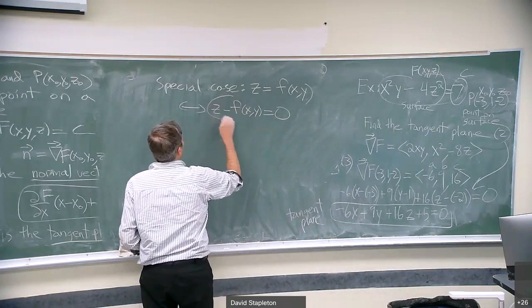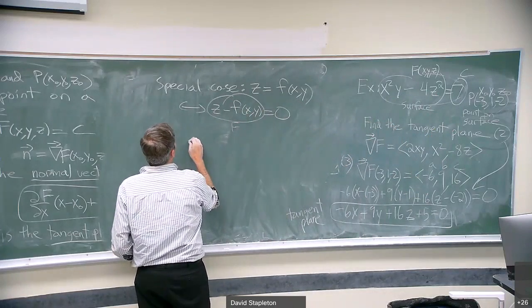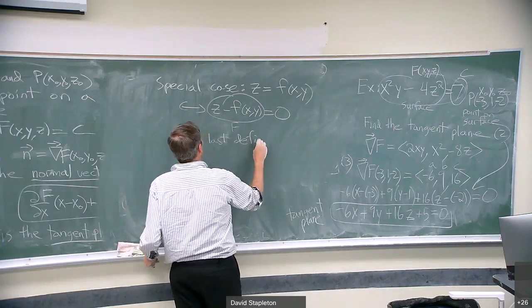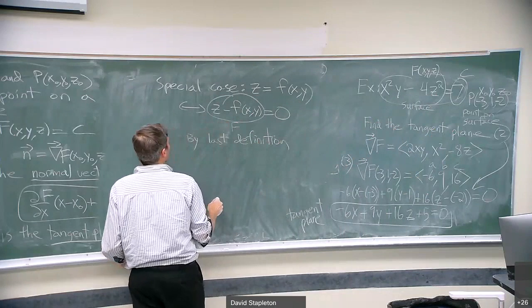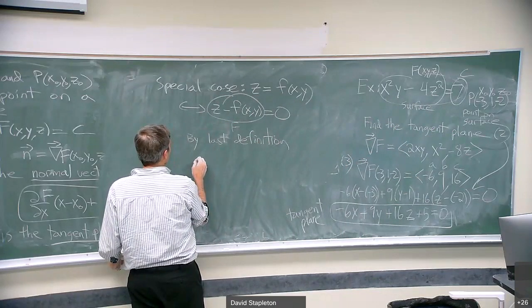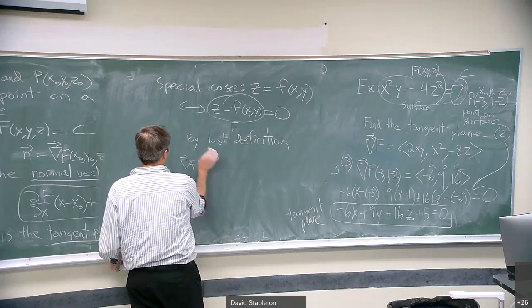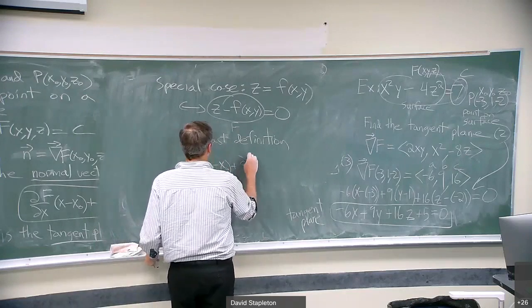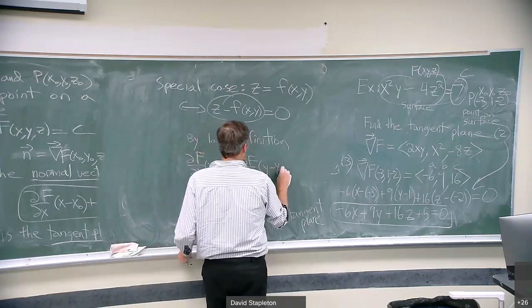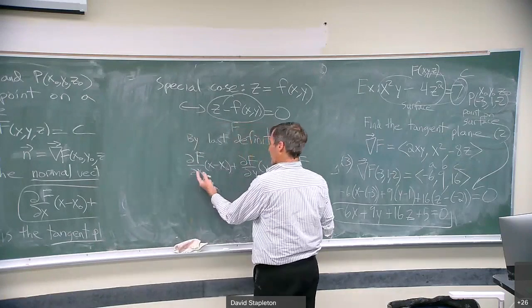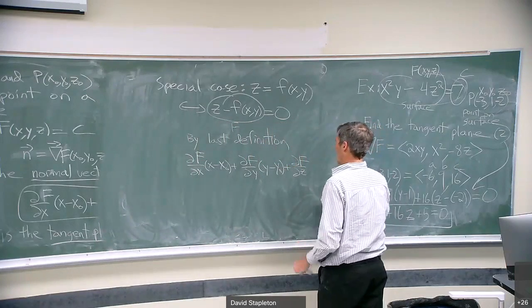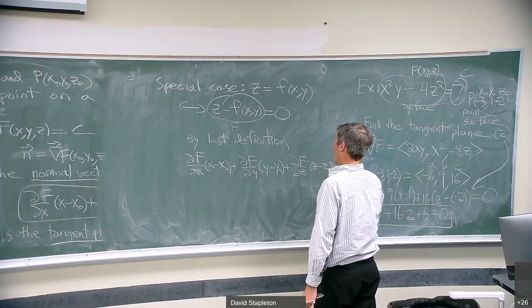They're using a little f when it's this other case, z equals a function of just x and y. So we'll rewrite it in this form, and now we're going to think that this is F in the last theorem. So by our last definition, technically we should call it a theorem, we have the partial of F with respect to x times x minus x naught plus partial of F with respect to y times y minus y naught plus partial with respect to z times z minus z naught, and all these partial derivatives have to be evaluated at the point, equals 0 is the equation of the plane.